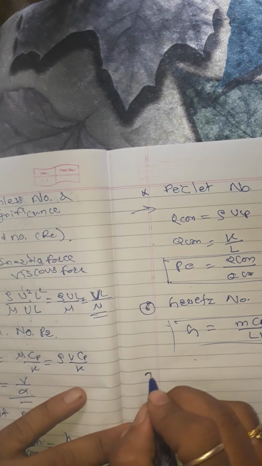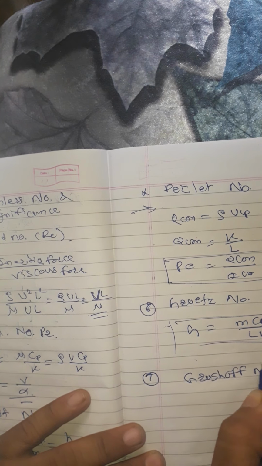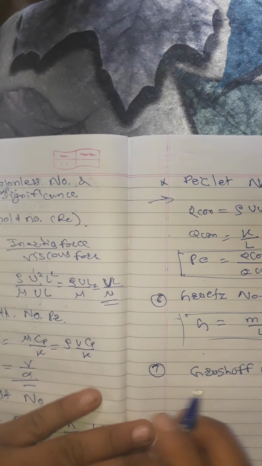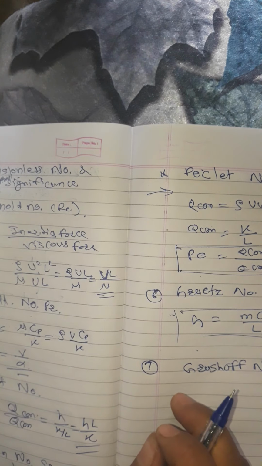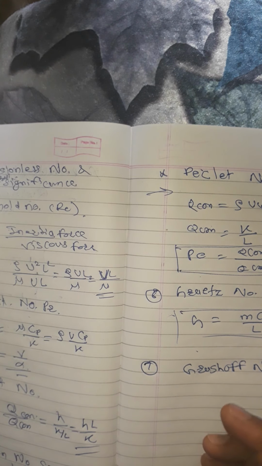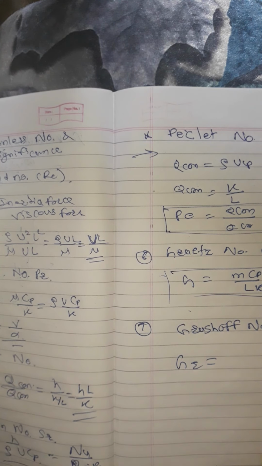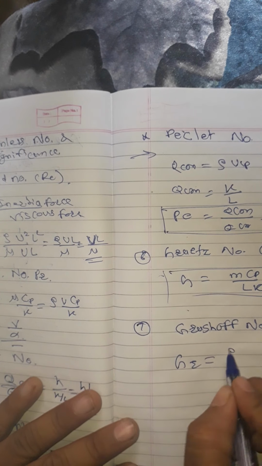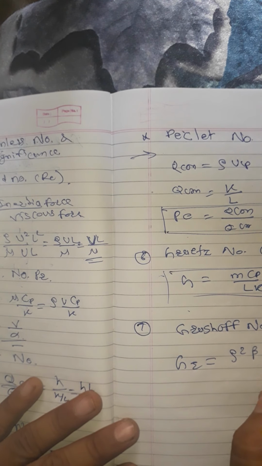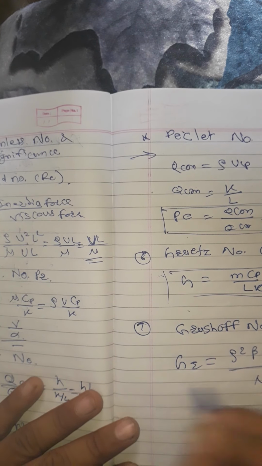Then seventh is Grashof number, the last one, that is Gr. Grashof number is related only to natural convection heat transfer. It is defined as the ratio of the product of inertia force and buoyancy force to the square of the viscous force. So Grashof number is equal to inertia force into buoyancy force divided by viscous force squared. I will write here rho square beta g delta T L cube divided by mu square. This is about the dimensionless numbers and their significance.